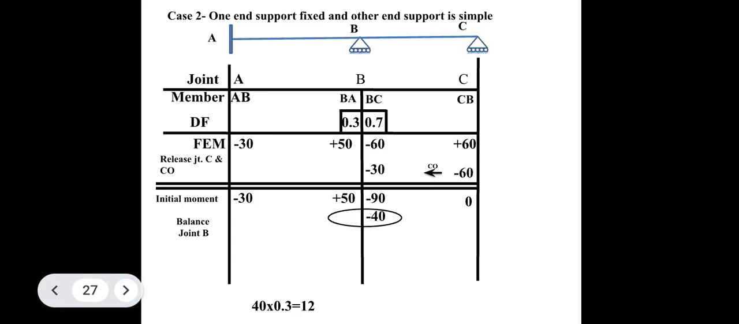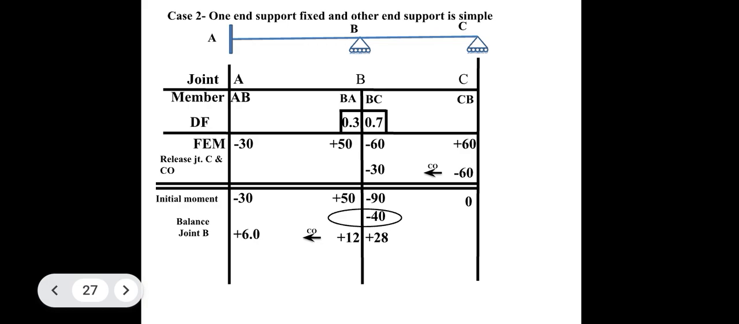So here 40 into 0.3, which is 12, 40 into 0.7, which is 28, but as unbalanced moment is minus 40, on both sides we will write plus 12 and plus 28. Now this 28 moment will not be carried over at C because support C is simple. But this 12 moment will be carried over at the far end, which is fixed. So half the moment with the same sign will be carried over at A.